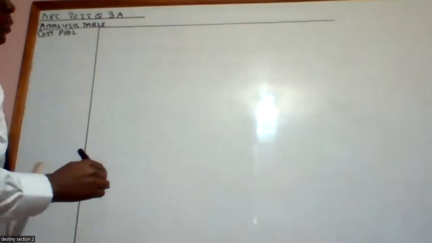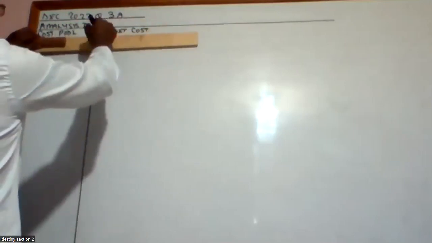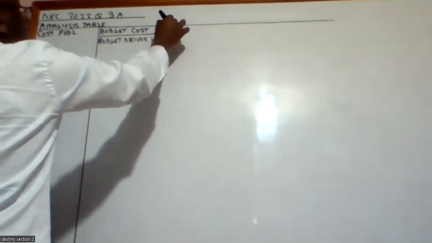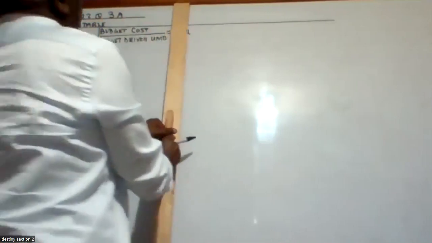We will write those names we have seen. Then we will have the budget costs. You divide it by budget driver units. And this gives us OAR. That will give us the OAR.